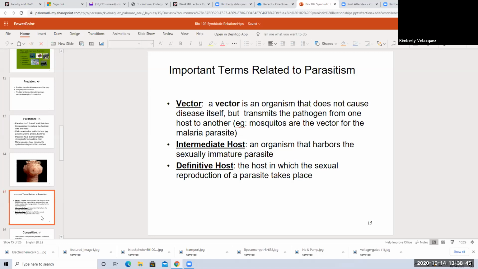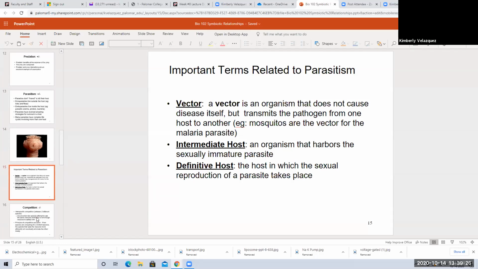An intermediate host is an organism that harbors the sexually immature form of the parasite, sometimes called the larvae. So the intermediate host is where that organism lives and then eventually gets transmitted to the definitive host, and that's the host in which the sexual reproduction of that parasite will occur. And most often that reproduction of that parasite will then lead to the definitive host transmitting that back to the environment where the intermediate host can pick it up again.